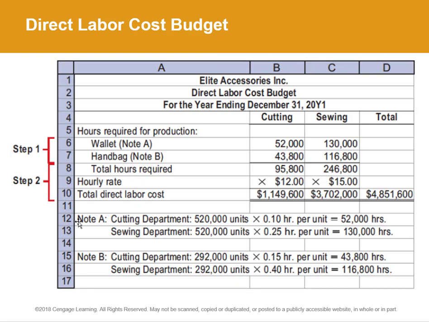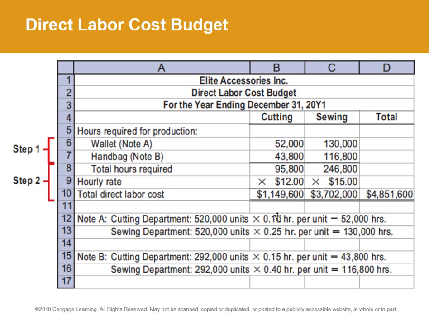So first of all, these are the hours. We've got 520,000 units at 0.10 hour per unit, 52,000 hours in the cutting department, 130,000 hours in the sewing department. Okay, and then for the handbag, yeah, we've got 292,000 units times 0.15 hours per unit gives us 43.8. And for sewing, it's 292,000 times 0.4 hours per unit, 116.8. Okay, so there's our total hours required now, 95.8 and 246.8.